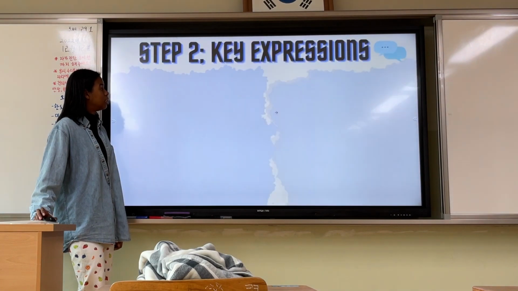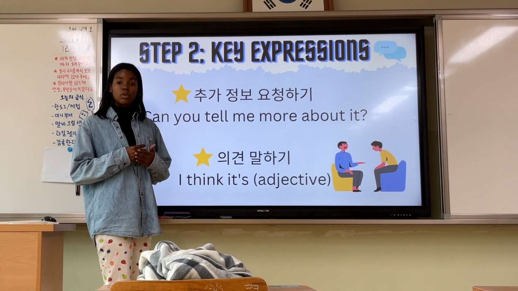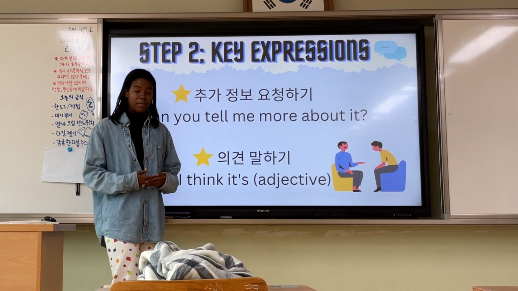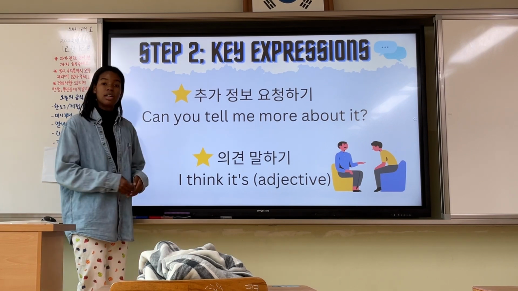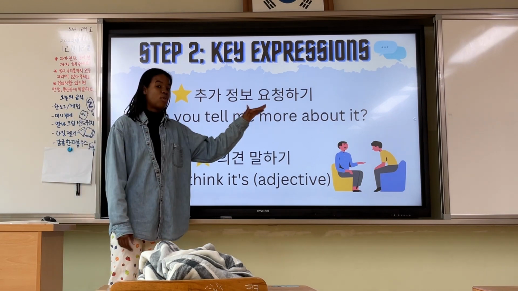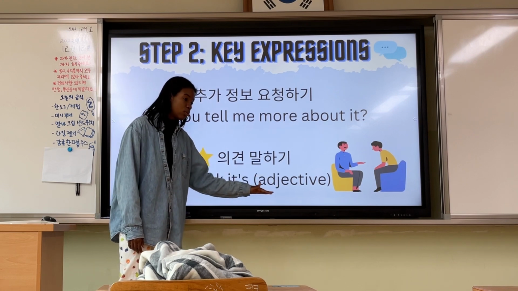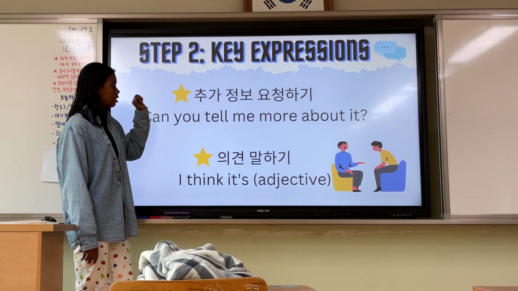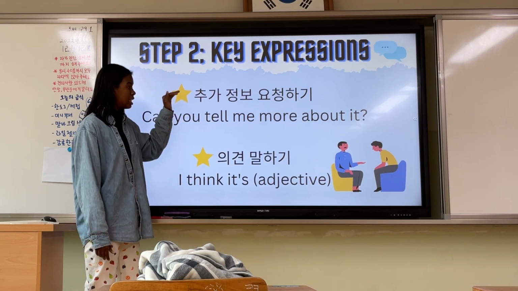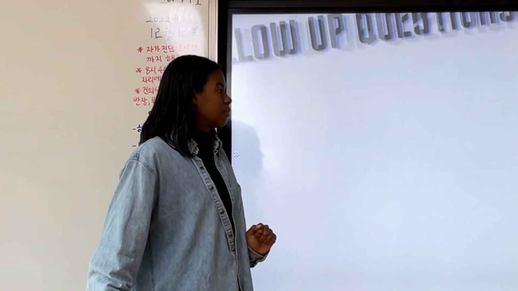Step 2, key expressions. So in each chapter of the book, we have 2 different key expressions, and I really want my students to know how to use them properly. So for this chapter about food, our 2 key expressions are, "Can you tell me more about it?" And "I think it's," then here, in this situation, we will use an adjective. Usually I like to put it in Korean too, just to give them a little hint. This is not the exact translation, it's just how it appears in their books.